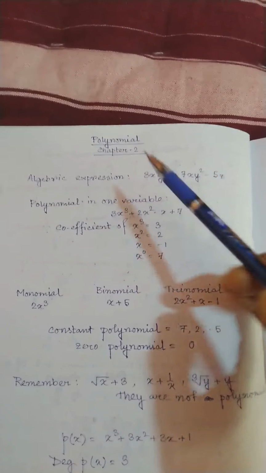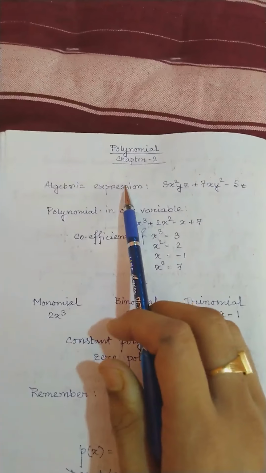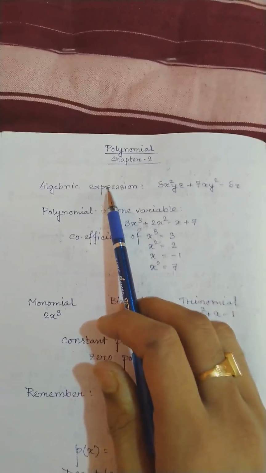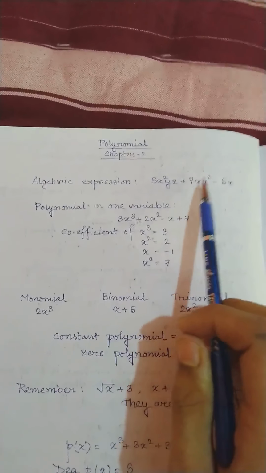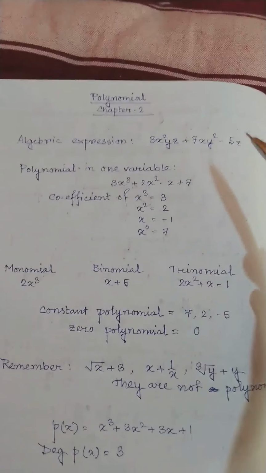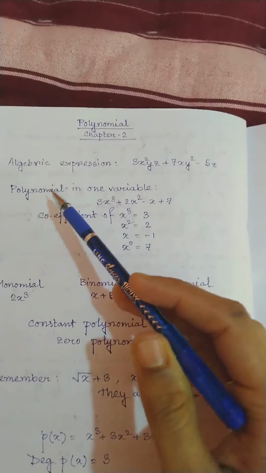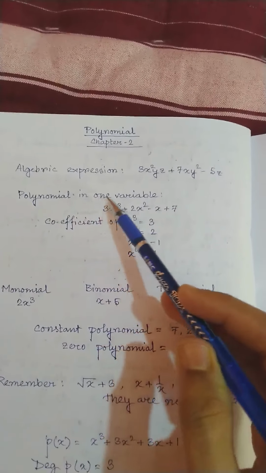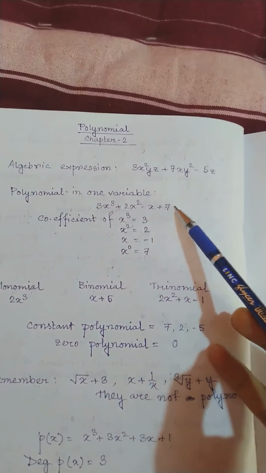So now we start. Here we write an algebraic expression. Now what is an algebraic expression? We know from the previous class there is an example, x square yz plus 7xy square minus 5z. You can see that here there is more than one variable: x, y and z. Now come to the main part, polynomial in one variable. See an example, 3x cube plus 2x square minus x plus 7.